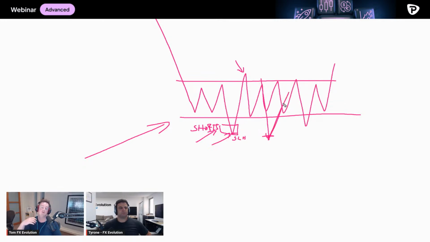And this tends to be a big thing that happens around session opens. In specific, well, if we're talking about one that happens all the time, it's got to be the London Open with currencies. So we tend to see a lot of stop loss hunts. Now, why does the market build a position like this?